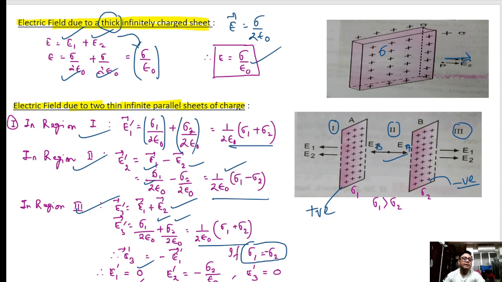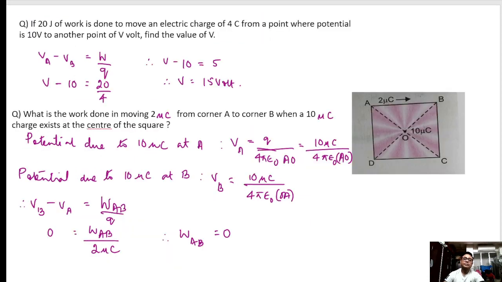So now friends, we'll be moving on to the numerical parts. So friends, let's get started with the numericals now, slowly. As we have covered the chapter, the theory part is now completed, and now let us move on to the numerical part.